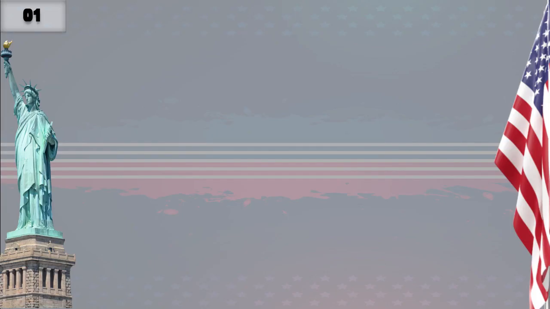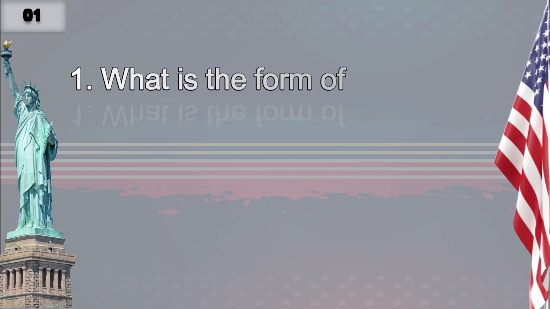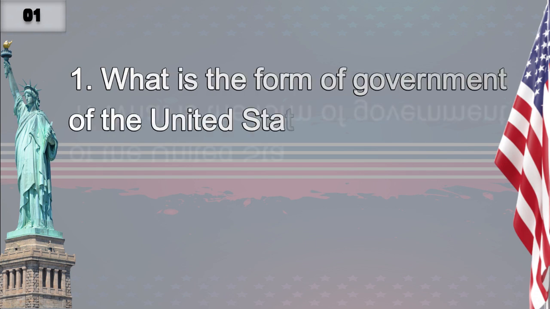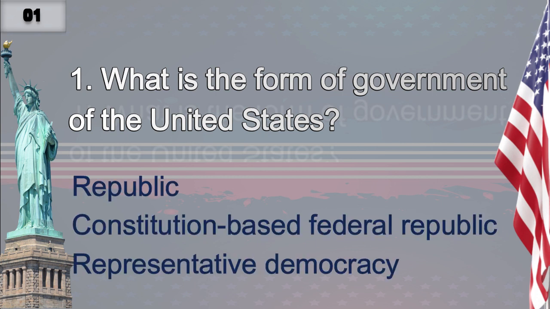Question 1. What is the form of government of the United States? Republic. Constitution-based federal republic. Representative democracy.